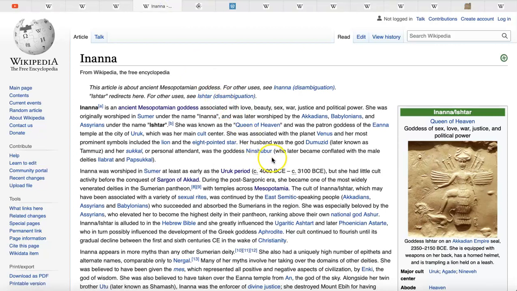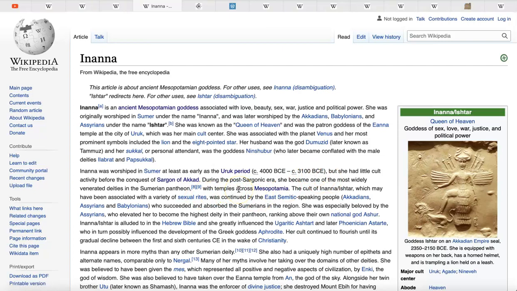She had a husband. His name was Dumuzi, or Dumuzit, or Tammuz. There he is, Tammuz. And her sukal, or personal attendant, was the goddess Ninshubur, I hope I pronounced that correctly, who later became conflated with the male deities Leabrat and Papsukal. I hope I pronounced those correctly. But anyway, Inanna was worshipped, et cetera. So they give the same dates that we've already seen somewhere else.